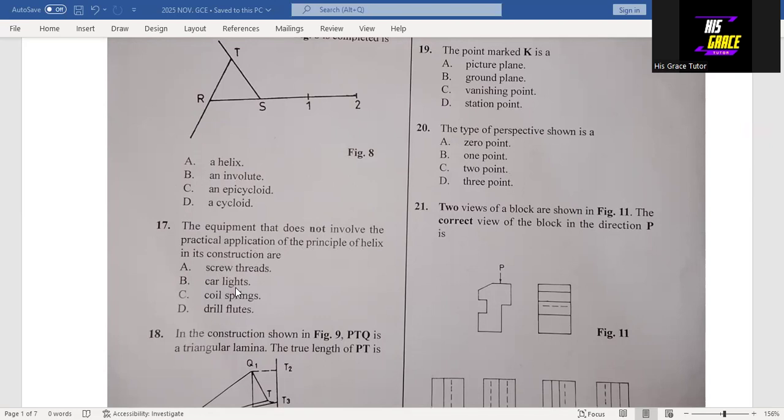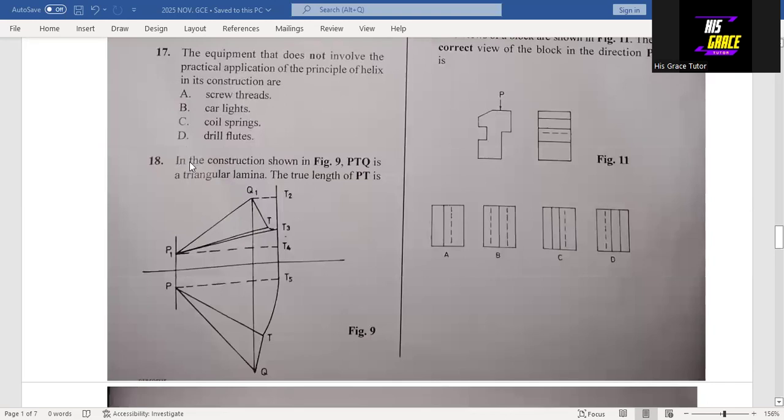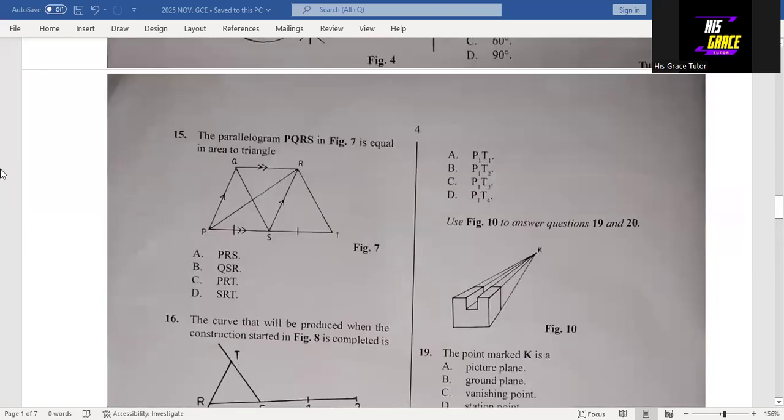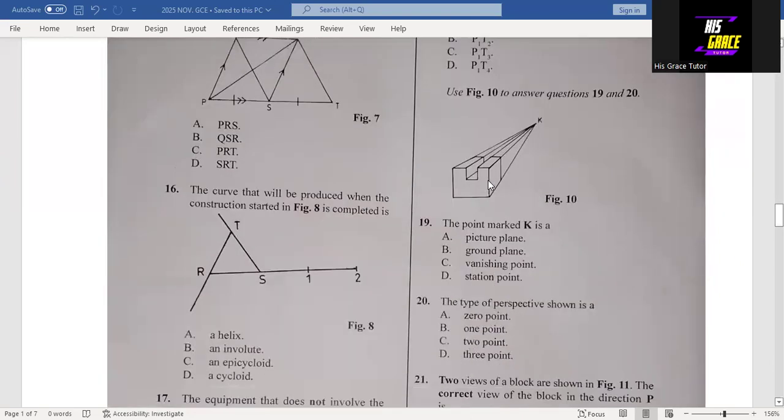So option B is the answer to question 17. Now, question 18 says that in the construction shown in figure 9, PTQ is a triangular lamina. The true length of PT will be P1 T3. So P1 T3 is option C. That is the answer to question 18.